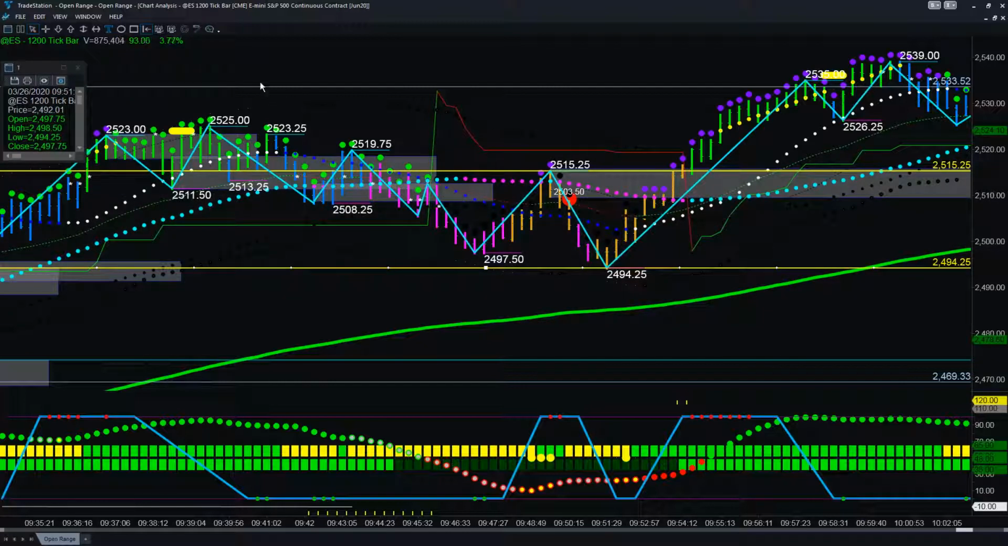So now we've got a broadening. See how they got a little mini broadening pattern in here? We made a swing low, a swing high, a new swing low, right? So there's our mini broadening pattern. Now this, I don't want to get too much into this, but this sets up a deep pullback. This is just a deep pullback play.